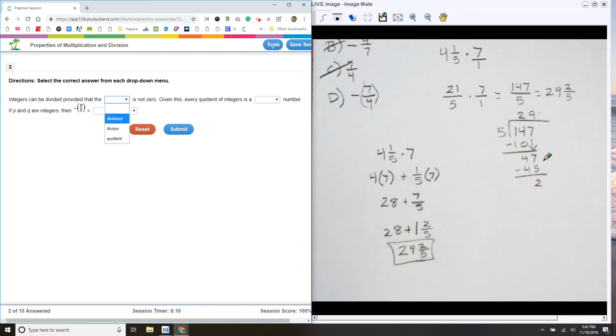A divisor, a dividend, and a quotient. What these three things mean is pretty simple. Dividend is the number you're dividing. The divisor is what you're dividing it by, and a quotient is the answer.